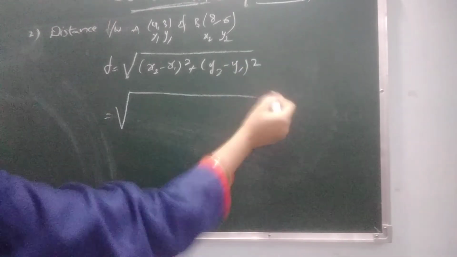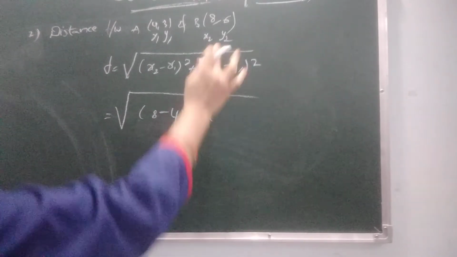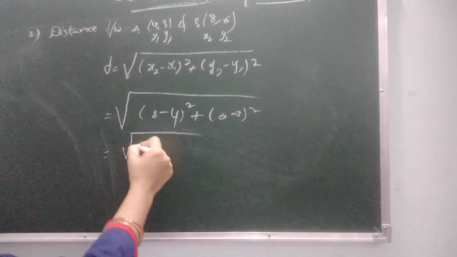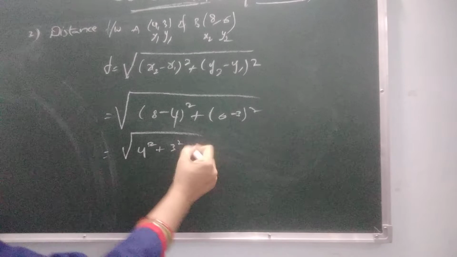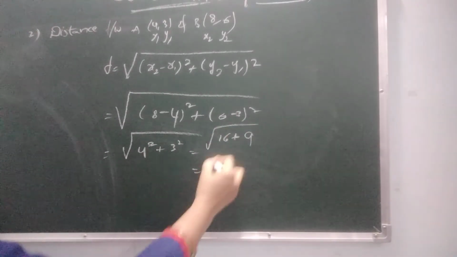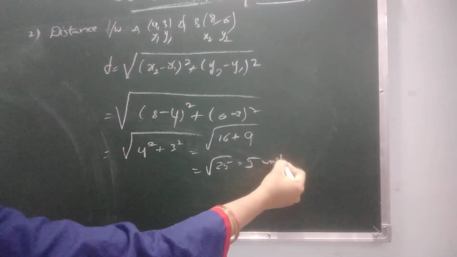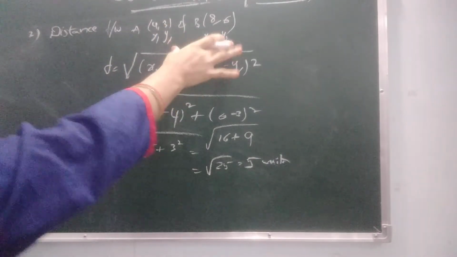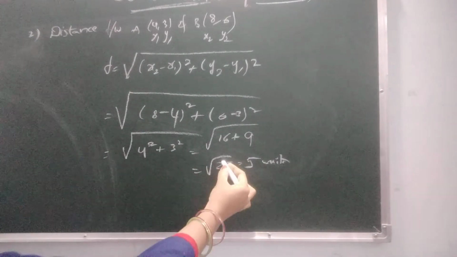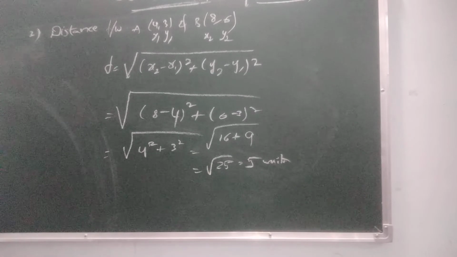Here x2 means 8. So 8 minus 4 whole square plus y2 means 6 minus 3 whole square. That means 4 whole square plus 3 whole square equal to 16 plus 9, that is root 25. That means 5 units. If all the coordinates are different, we have to use the distance formula, root of x2 minus x1 whole square plus y2 minus y1 whole square. Please note down this question. Let's move to the next question.